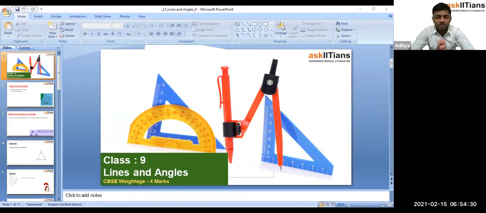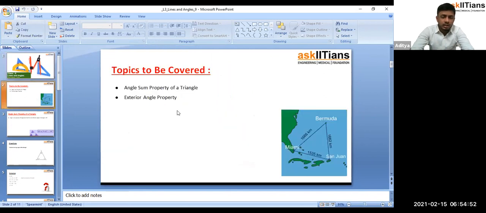Hello, dear students. I'm Aditya Gupta, and a very warm welcome to this final lecture on the chapter of lines and angles. Earlier, we have seen some basic definitions and how parallel lines and a transversal interact with each other, right? So in this chapter, we'll be covering the angle sum property of a triangle and the exterior angle property of a triangle.